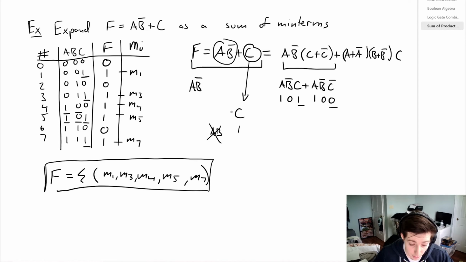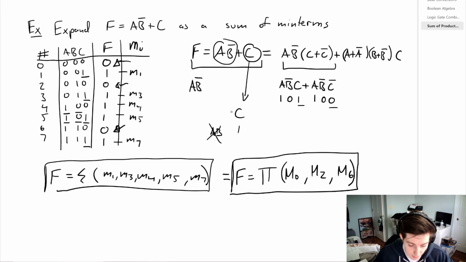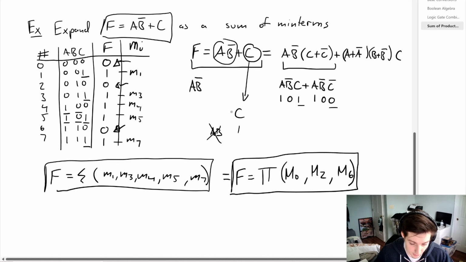Now, conversely, we could look at the product of maxterms, and we know that's going to take place at these zeros. So we could also express f as being equal to the product of M0, where notice the lowercase and uppercase change, M2, and M6. And with that being said, you can see that the sum of minterms has 5 terms, the product of maxterms has 3 terms. Either are valid and will get you your original function f, just in a different notation.